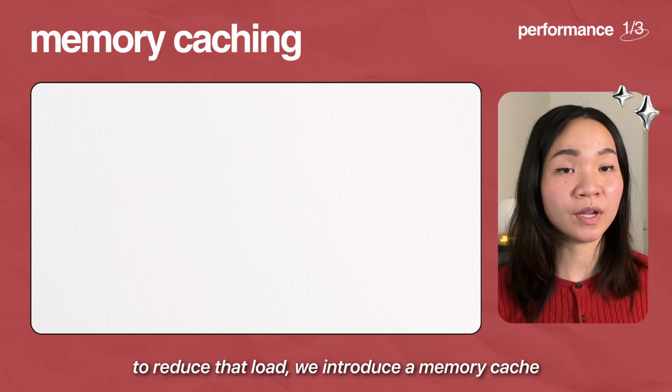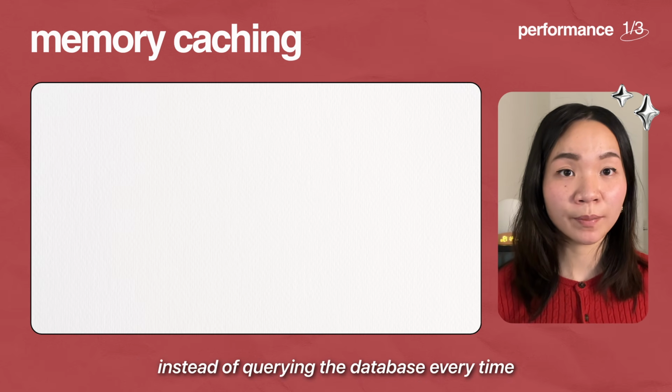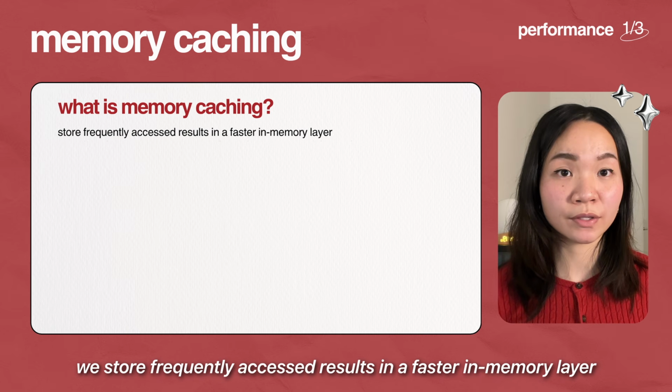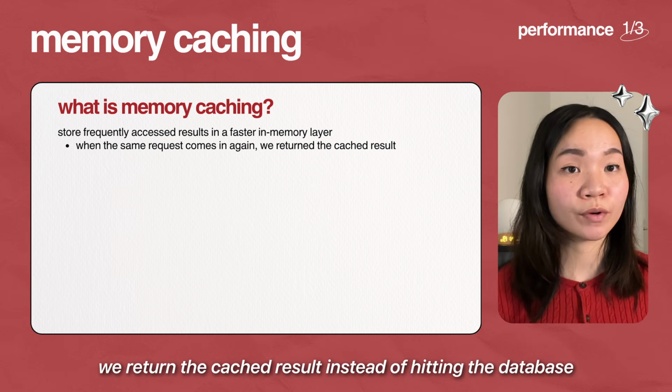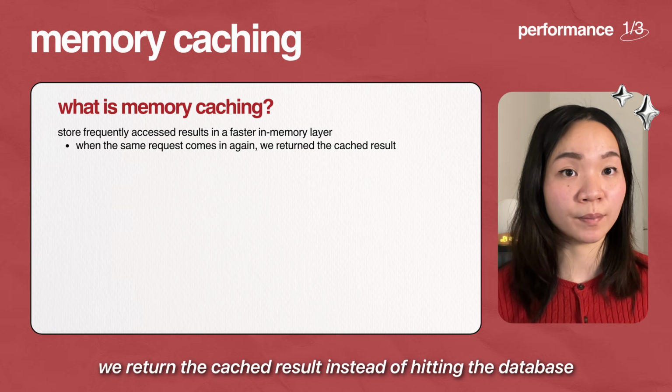To reduce that load, we introduce a memory cache. Instead of querying the database every time, we store frequently accessed results in a faster in-memory layer. When the same request comes in again, we return the cached result instead of hitting the database.